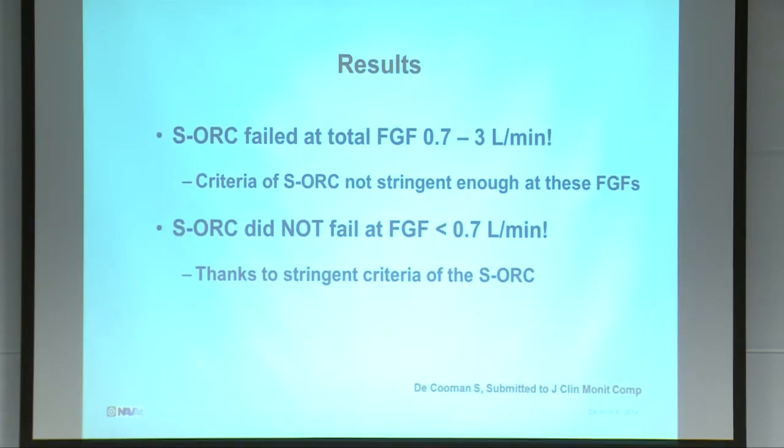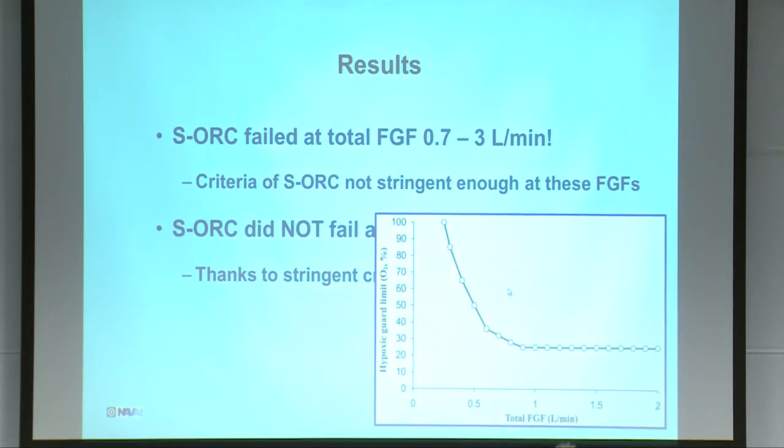So that means that the S-ORC criteria are not stringent enough at these, I would say, moderately low fresh gas flows. But the S-ORC did not fail at the lower fresh gas flows, less than 0.7, thanks to the stringent criteria of the S-ORC in that fresh gas flow area. So we are in trouble here, we are not in trouble here. In other words, the criteria were not sufficiently stringent in that area.